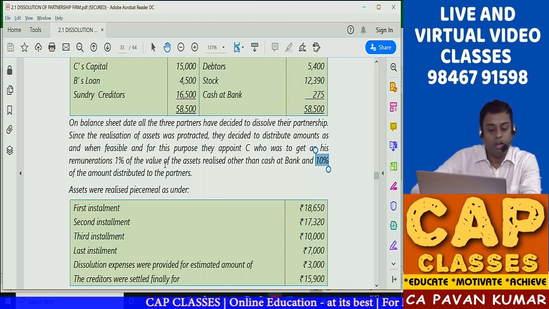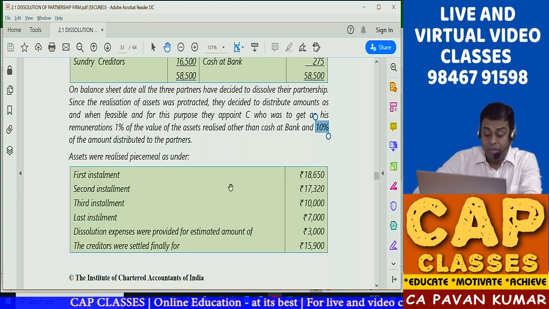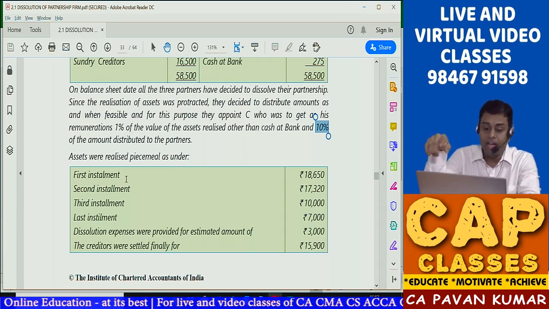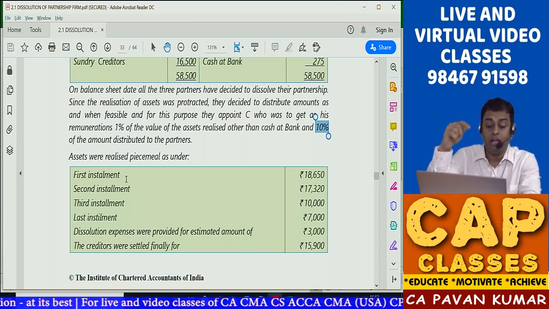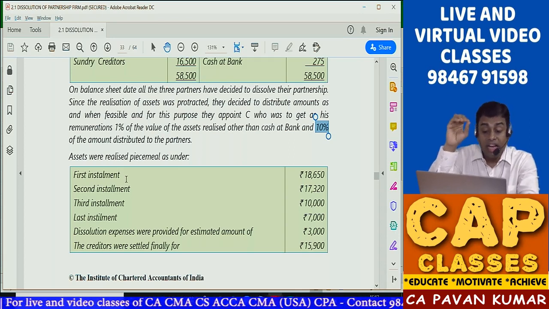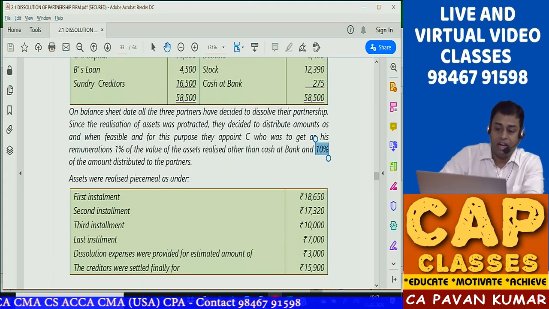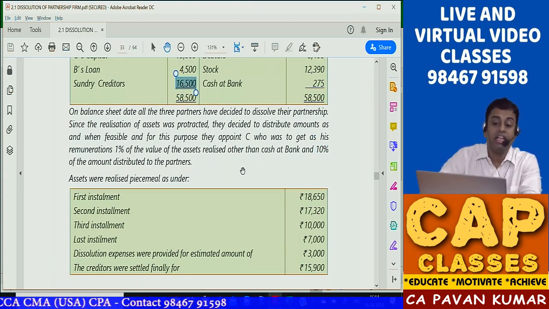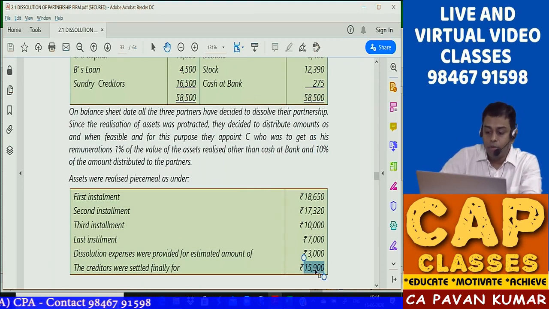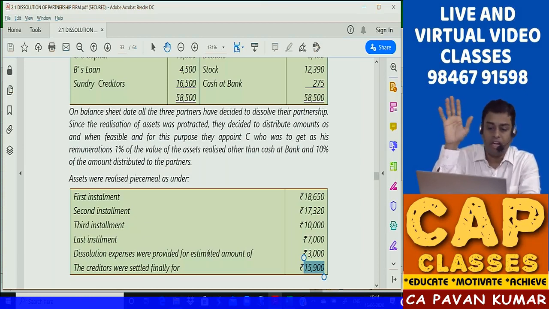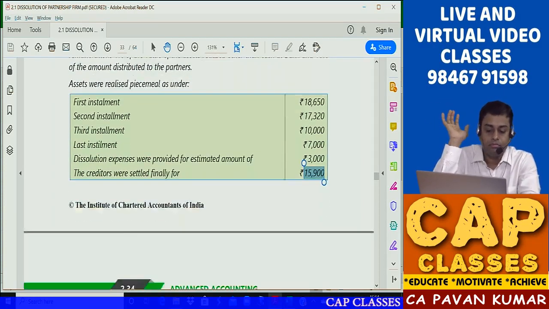Of the amount distributed to partners, assets were realized piecemeal as under. First installment 18,650, second installment 17,320, third installment 10,000, last installment 7,000. Dissolution expenses were 3,000. Creditors were finally settled for 15,900. So what is the creditors figure here? 16,500. So what is the amount paid? 15,900. What is the discount creditors are given? 600 rupees. You will take it to P&L, but we don't need to think much about it. We paid 15,900, that's all.